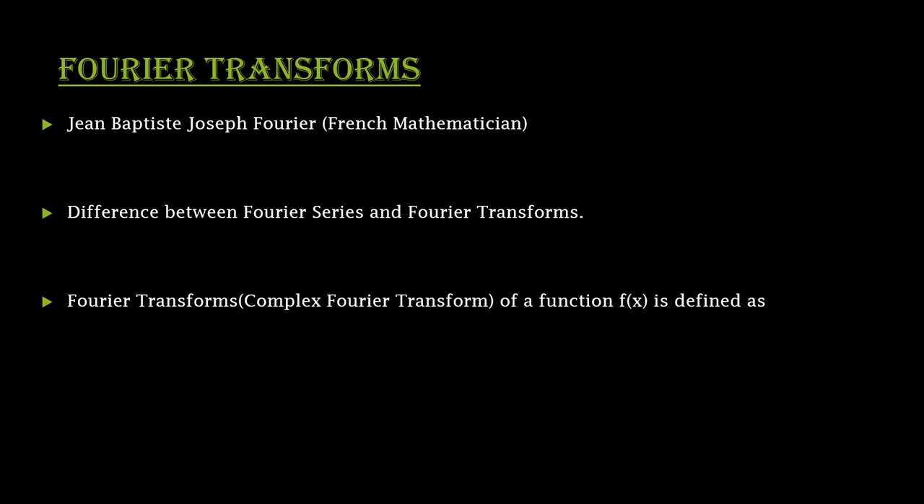Fourier transform, also called the complex Fourier transform of a function f of x, is defined as F of s is equal to the integration of f of x into e to the power isx dx, where the integral varies from minus infinity to infinity. Capital F over here indicates the Fourier transform acting on the function f of x. Just make a note of it.